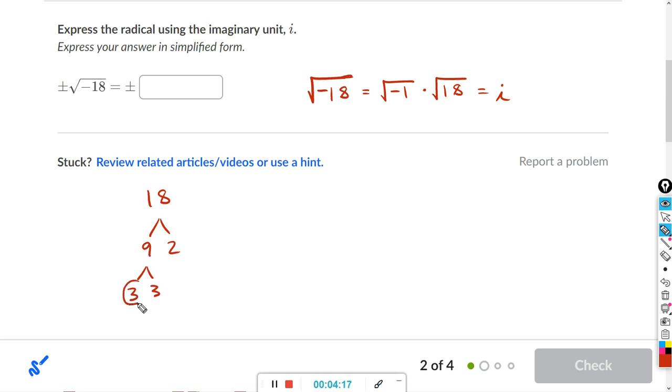Circle the last numbers. So the square root of 18 we're going to rewrite 3 times 3 times 2. The square root of 3 times 3 is just 3. We still have the i, and the only thing left under the square root is 2. So that's it.